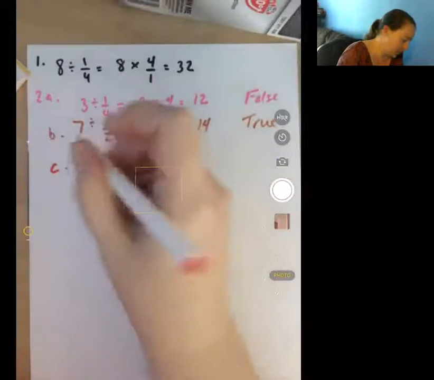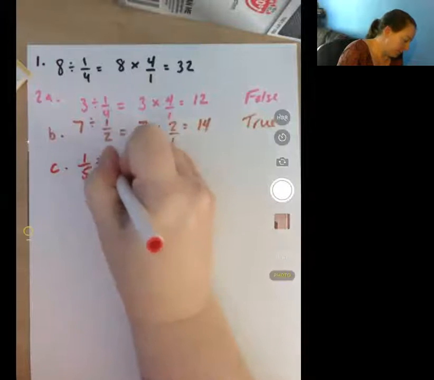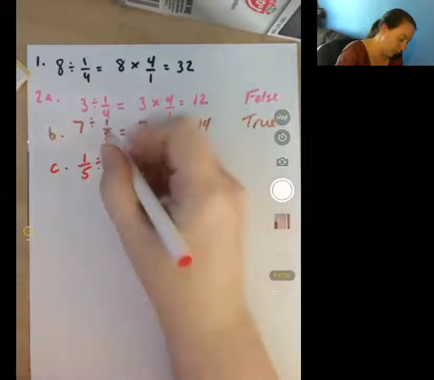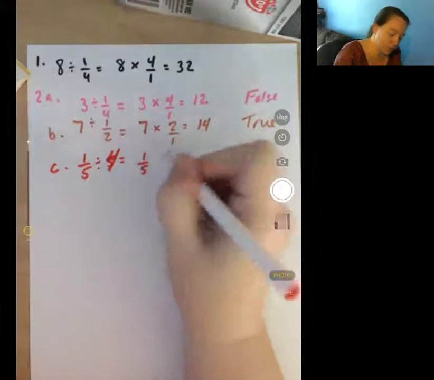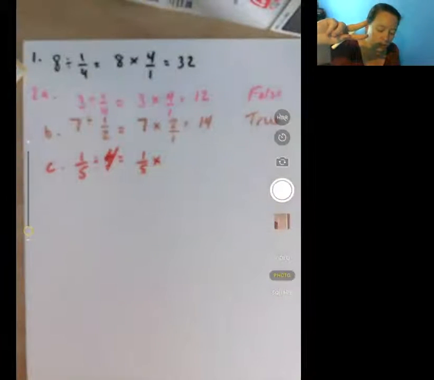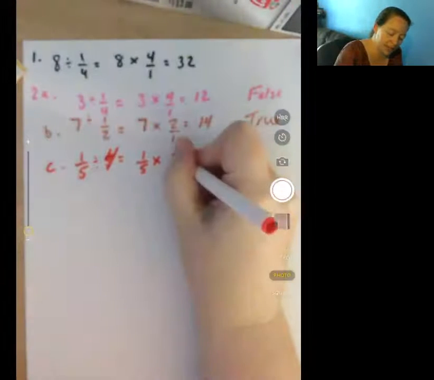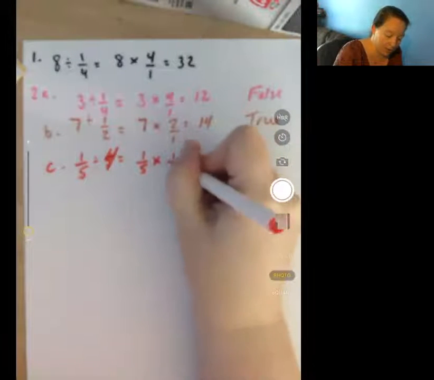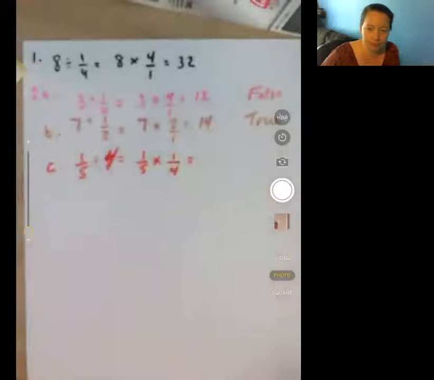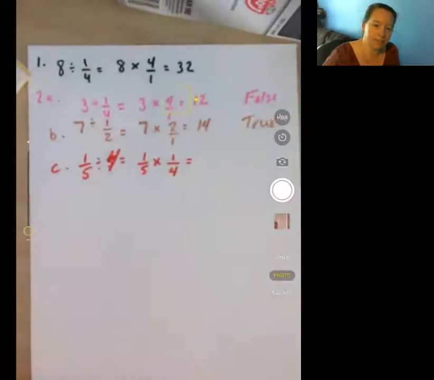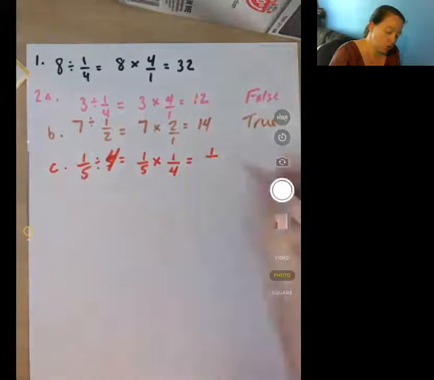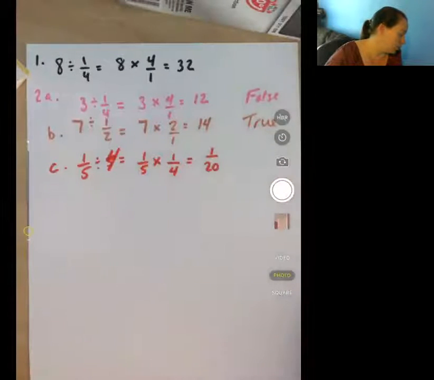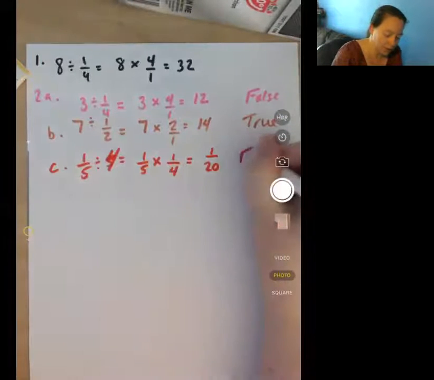Letter C, 1/5 divided by 5. Oh, sorry, divided by 4. 1/5 divided by 4. 1/5 stays the same. Division becomes multiplication. The 4 flips, which means we have that invisible 1 over top of it and the 4 on the bottom. 1 times 1 is 1 over 5 times 4, which is 20. So 1/20th, is that what it has written down? Nope. So that one is false.